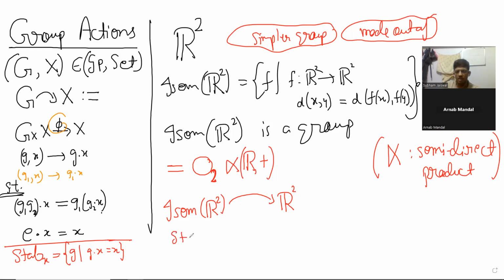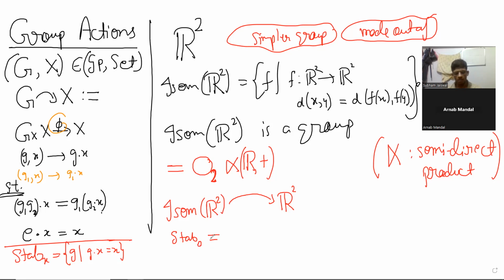Now you should look at the stabilizer of 0. A stabilizer will always be for some point in the set, correct? You agree? So the stabilizer of 0. What will be the stabilizer of 0? What are all the isometries which fix the origin? That is the question, right?